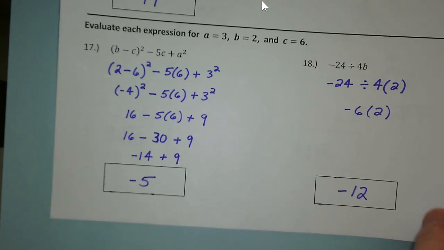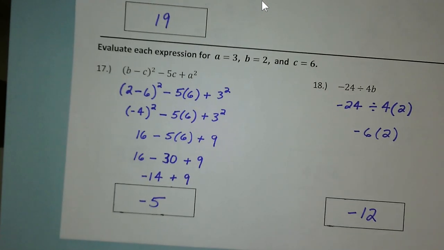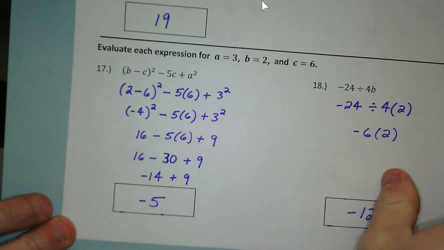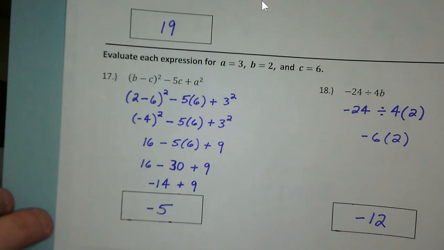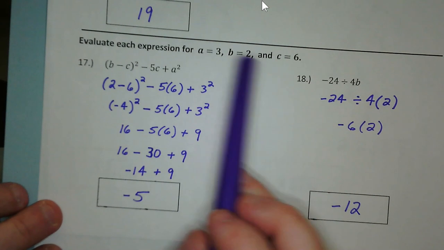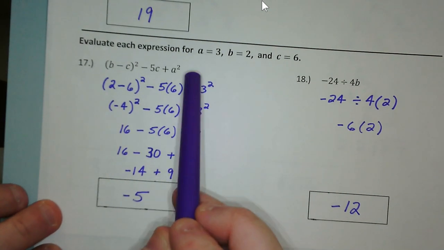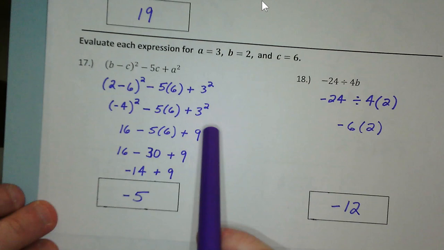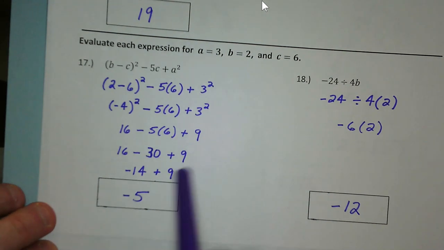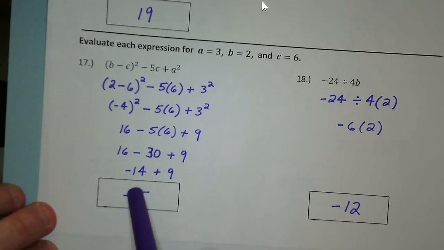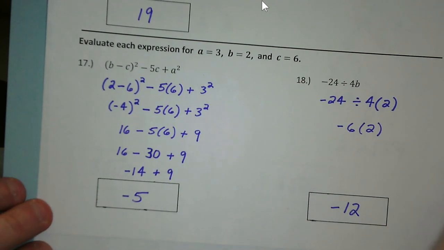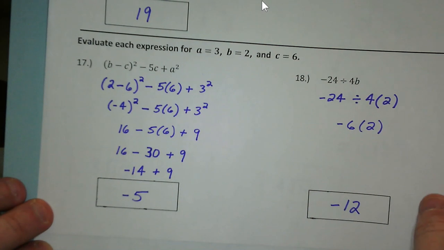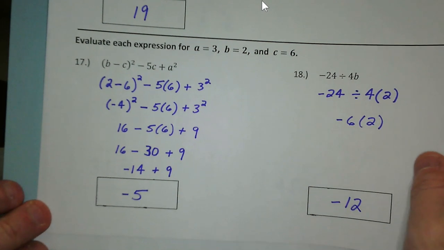For 17 and 18, you just first have to throw these values in for A or B or C, and then you follow the order of operations. The final answer I got here was -5. The final answer I got right here is -12. Hey, if you think I'm wrong, let me know, because I could have screwed up, but let me know.